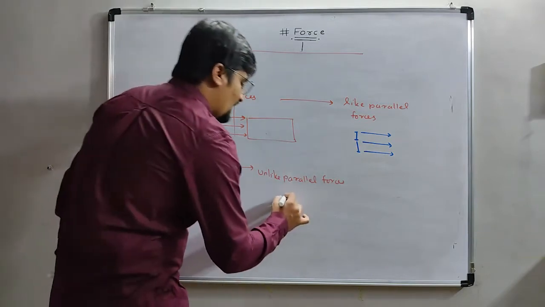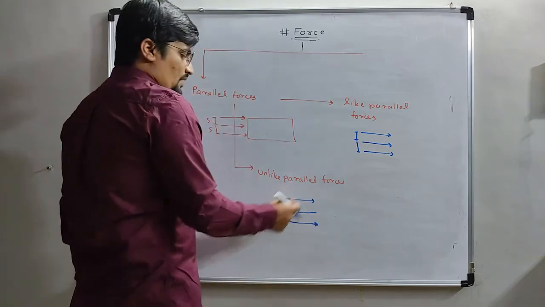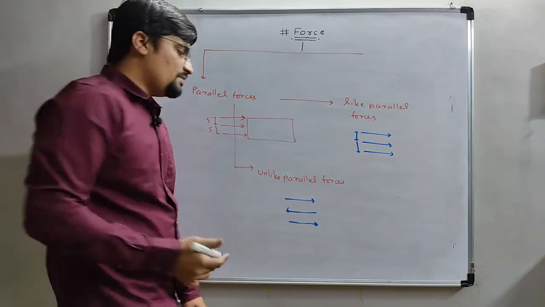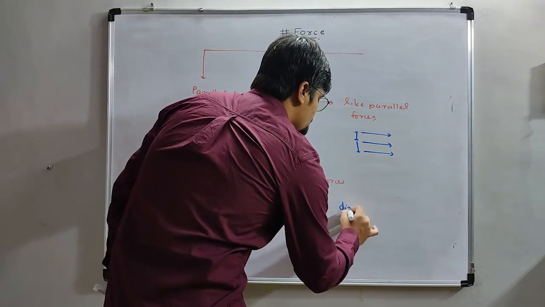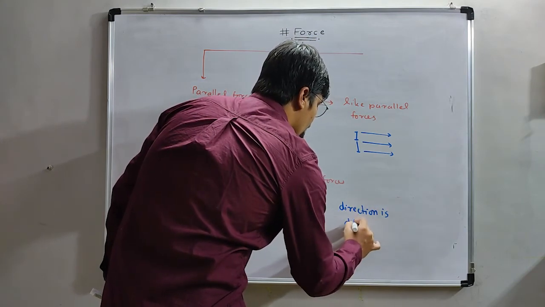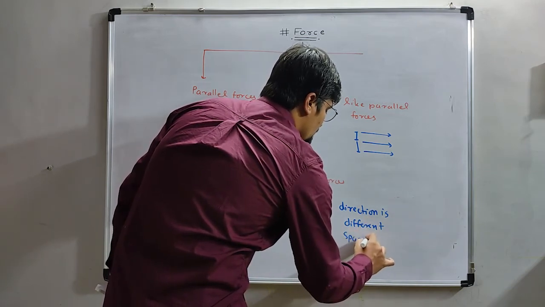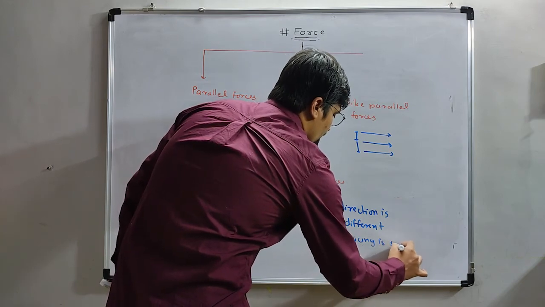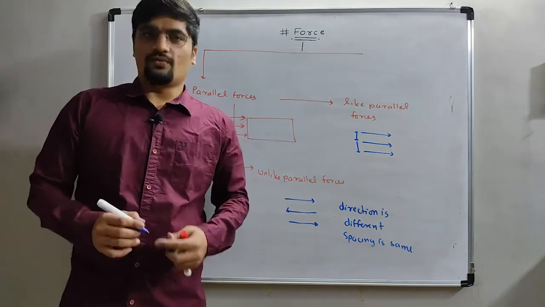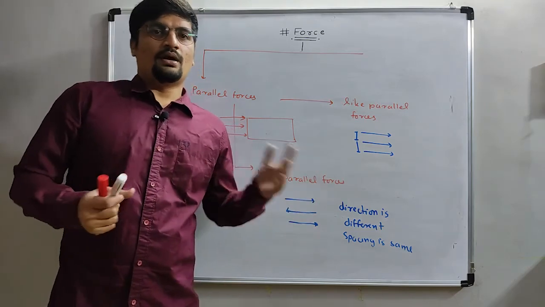But if the direction of the forces is different but the spacing between these forces is the same, it means the direction is different and the spacing is the same. Means all are at equal distance. That is considered as unlike parallel forces. So this was the terminology of the forces and the types of forces.